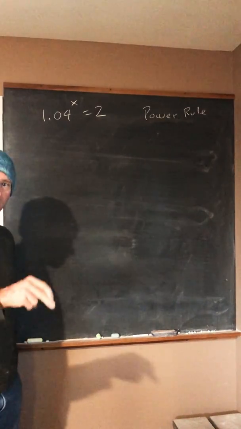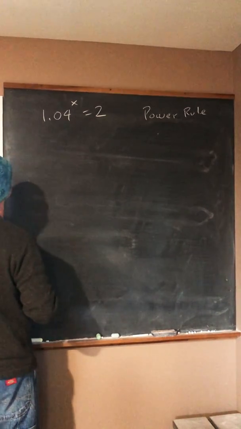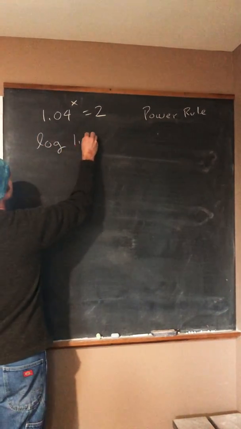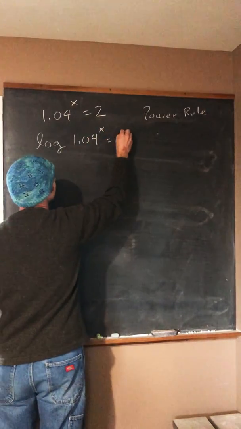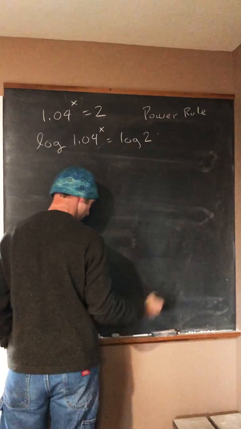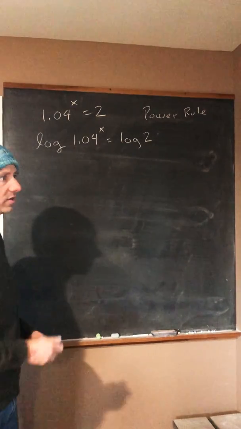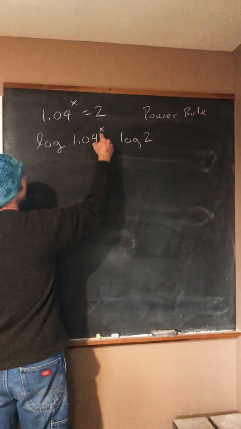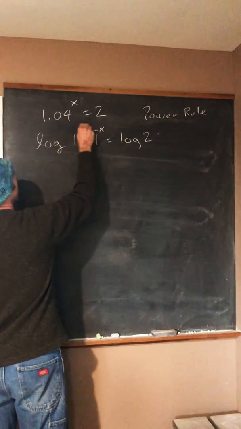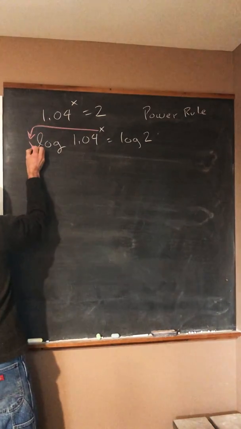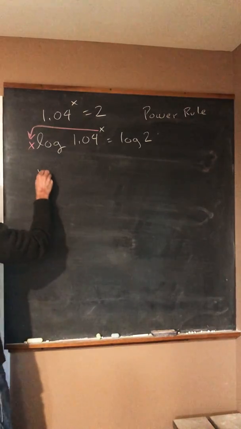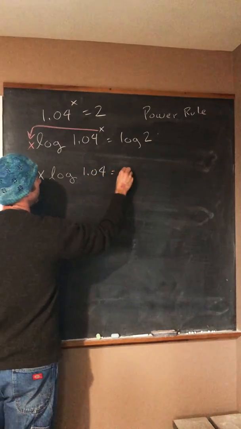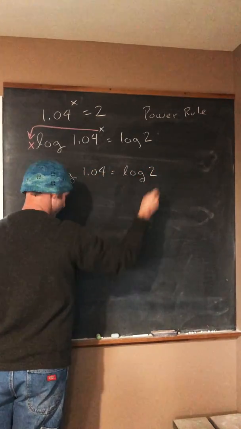So I'm going to start off by logging both sides. So log of 1.04 to the x equals log of 2. Now here is where the power rule comes in. It's actually really super powerful. This x, whatever is in the exponent, comes here and drops in the front like that. So now we have x log 1.04 equals log 2.